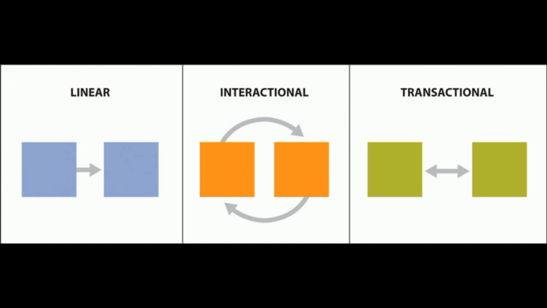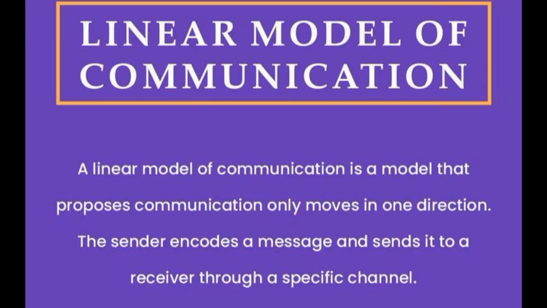So let's get started. The first one is the linear model of communication. A linear model of communication is a model that proposes communication only moves in one direction. The sender encodes a message and sends it to a receiver through a specific channel. The linear model is the simplest form of communication.